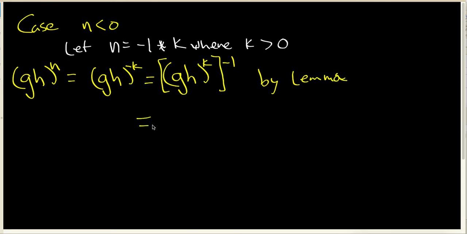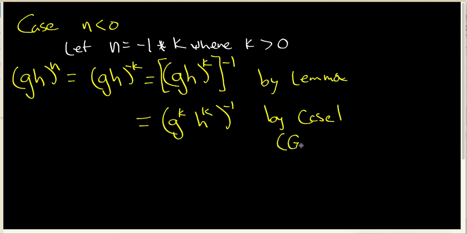But we are in a commutative group. K is positive, so this becomes g to the k times h to the k raised to the negative 1, and that is by case 1. And making a note, g is commutative here.